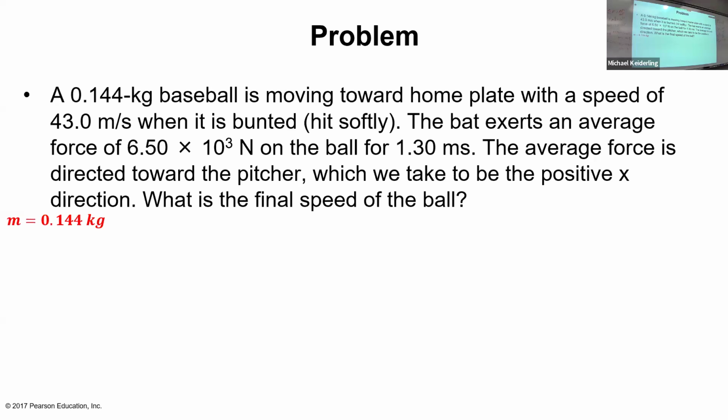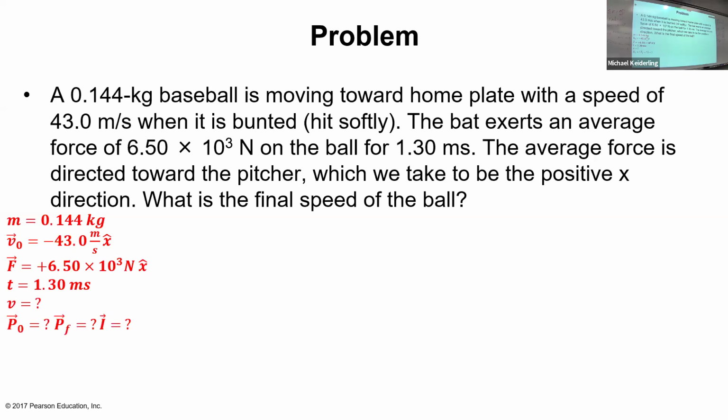So mass of the ball is 0.144 kilograms. The velocity of the ball is minus 43 meters per second in the x direction. The force on the ball is plus 6.5 times 10 to the third newtons in the x direction. The time is 1.3 milliseconds. We want to find the final velocity. So to do that, we're going to need to know the initial momentum, the final momentum, and the impulse, the change in momentum.